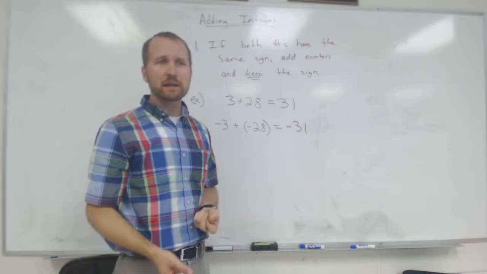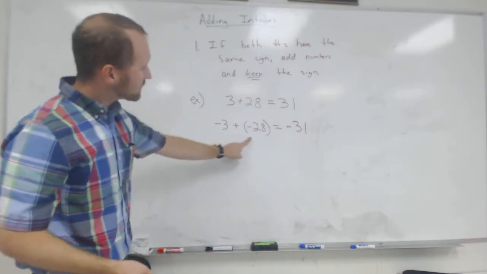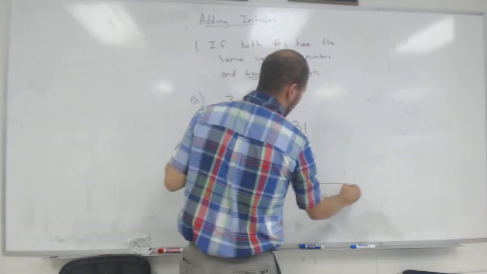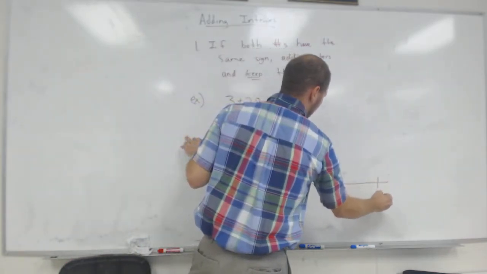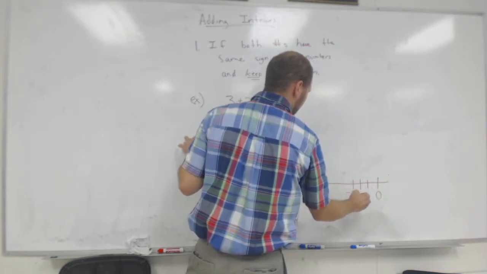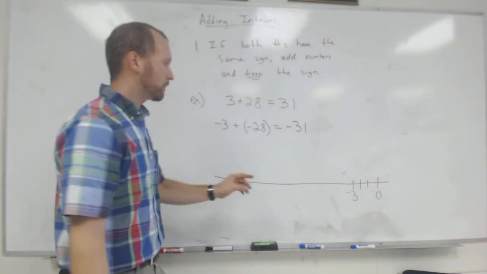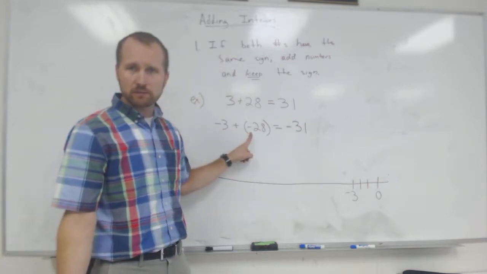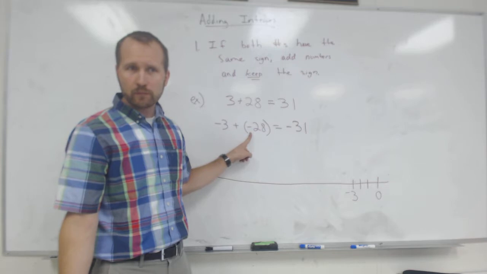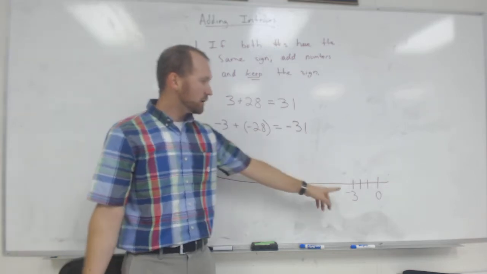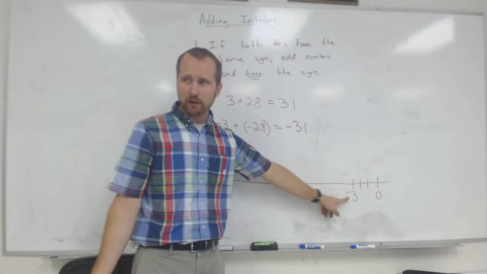There's other ways to think about this. I could think about this problem along a number line. So on a number line, if I have 0 here, and I started at negative 3, remember how I said plus a negative is the same as subtracting? So I'm really going to subtract 28 from negative 3.